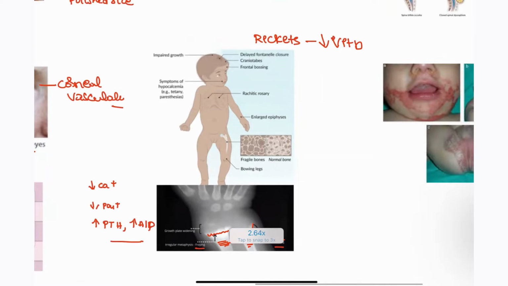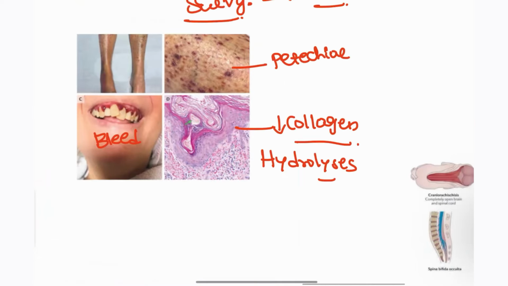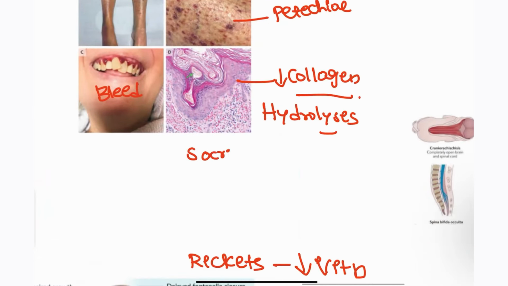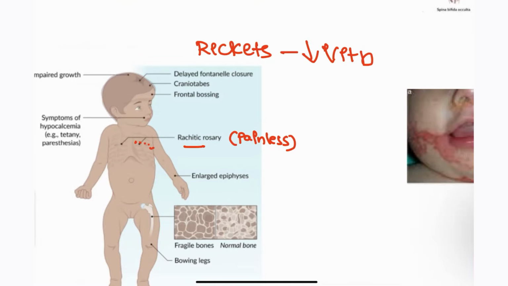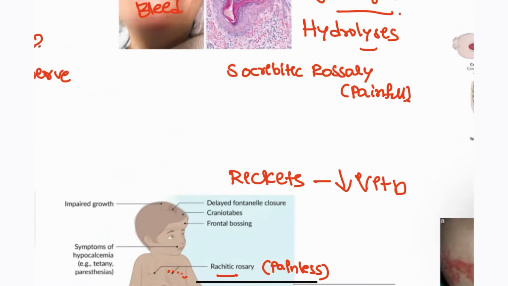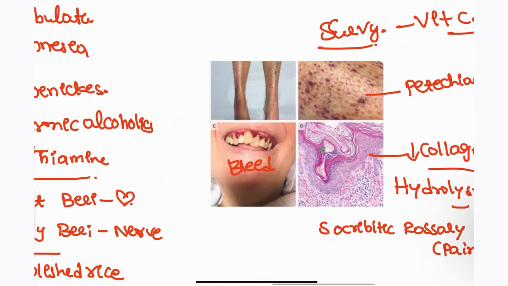This is rickets and the rachitic rosary, which is painless, okay. And in scurvy you are going to see the other one, the scorbutic rosary. Okay, the scorbutic rosary is very painful. Okay, same region, costochondral junction, you are going to see here only the bleeding appearances. Same, but in rickets it is painless, and in scurvy it is going to be painful. Okay, these are examples that you have to remember.